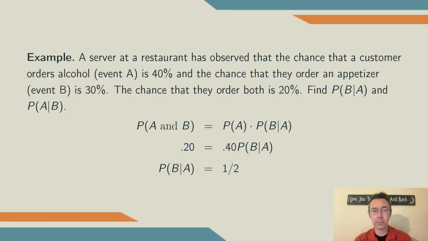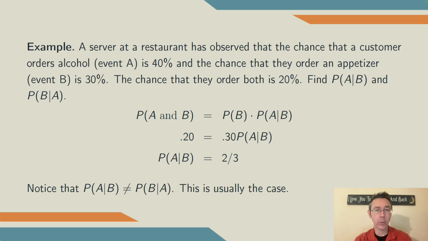We're going to start with the multiplication rule here. The probability of A and B is the probability of A times the probability of B given A. And we know some of those probabilities, we can just plug in. For instance, the probability that they order both is 20%. Once we've plugged in, we can just solve for the conditional probability. The probability of B given A, the probability that they order an appetizer given that they ordered alcohol, is 1/2.